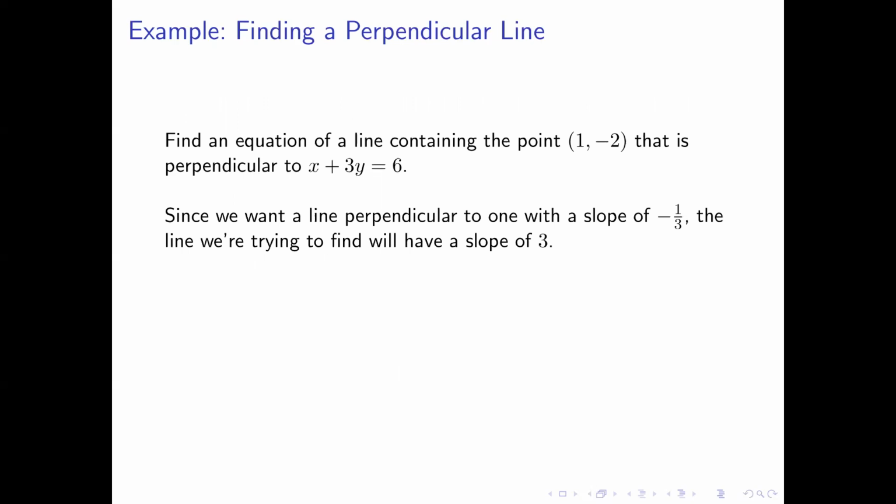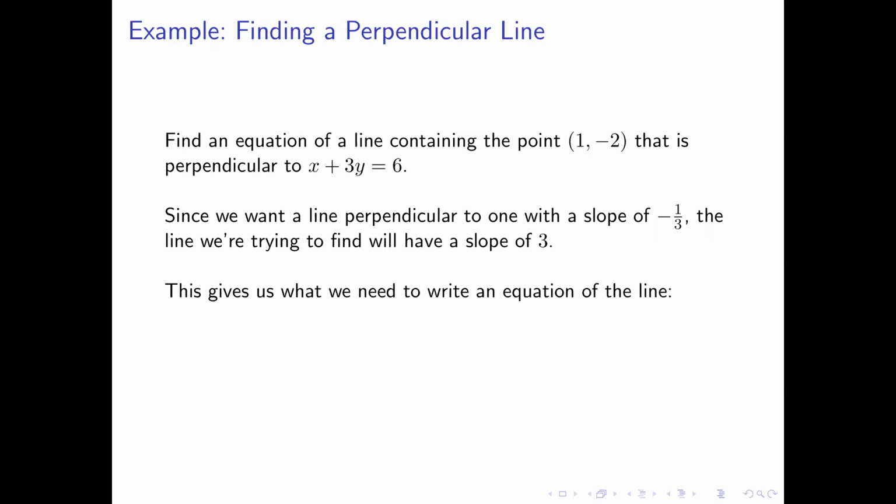The opposite reciprocal of -1/3 is 3. Take off the negative sign, that gives us the opposite, and then flip the thing upside down. 3/1 is equivalent to 3, and so 3 is the opposite reciprocal of -1/3. That means that the line we're trying to find has a slope of 3.